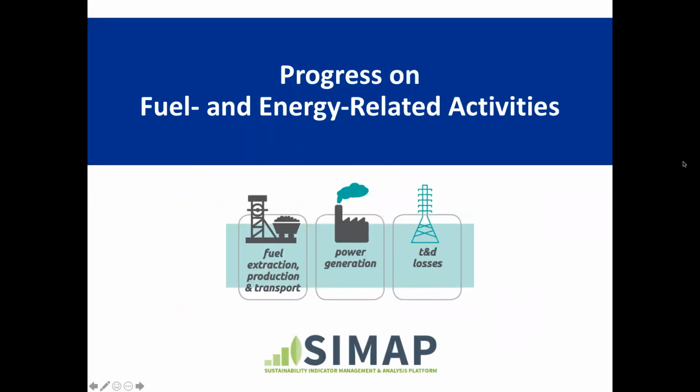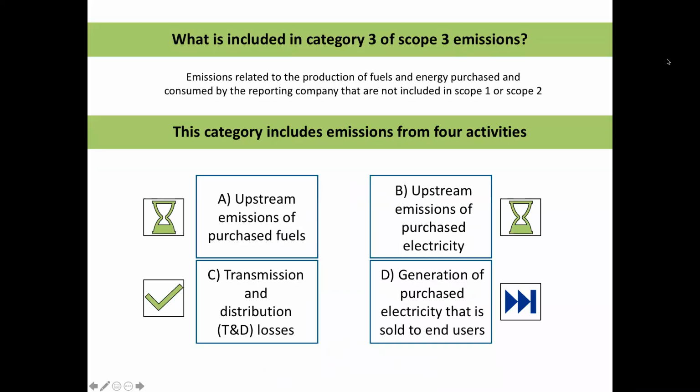Yeah, I will be talking about scope 3, category 3 emissions. And these are the emissions from fuel and energy related activities that are not included in scope 1 and scope 2. So what is included in category 3, scope 3 emissions? These are the emissions related to the production of fuels and energy purchased and consumed by the reporting organizations that are not included in scope 1 and scope 2. This category includes emissions from 4 activities.